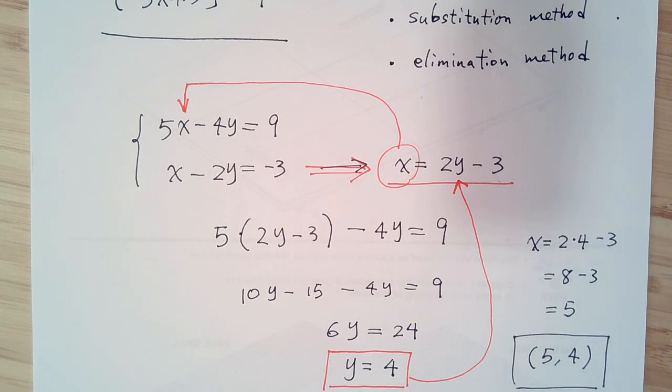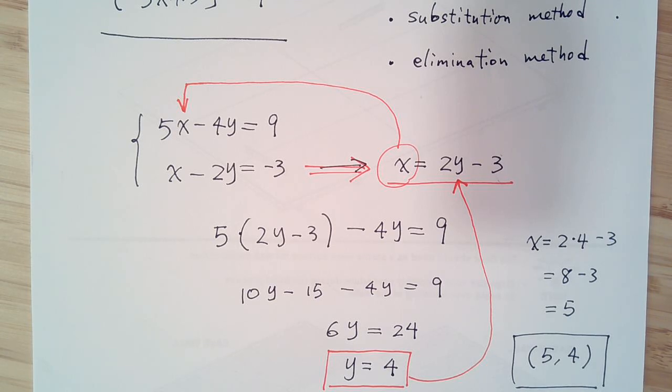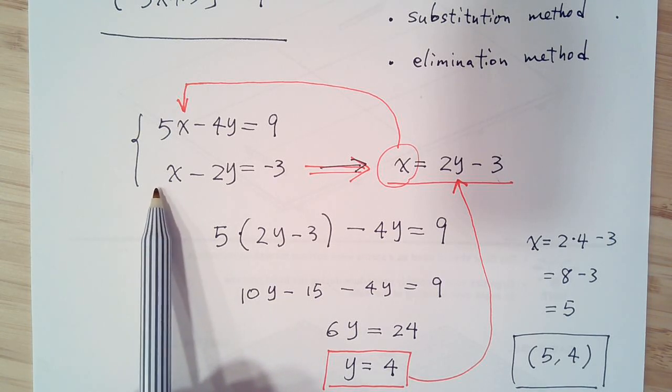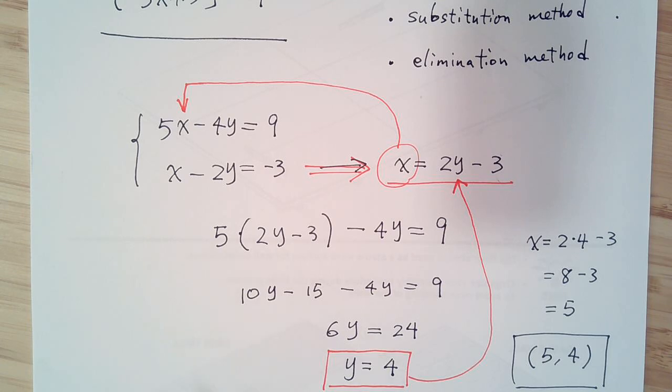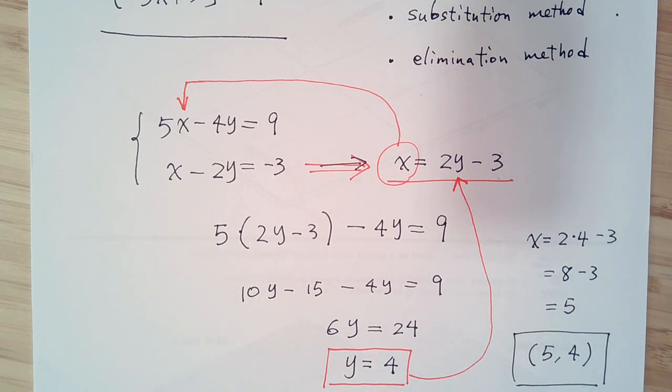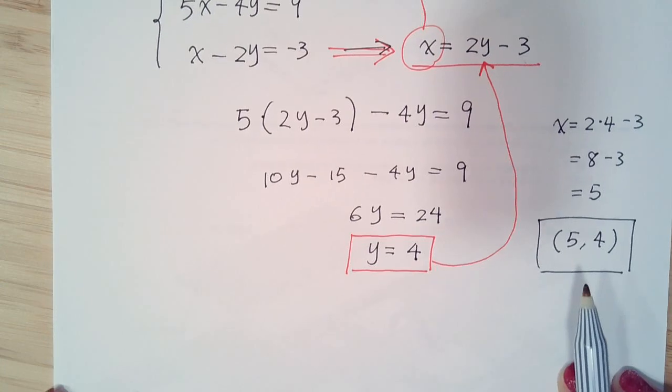What do you think? This is the substitution method. It's really nice, isn't it? For the substitution method, you should have at least one coefficient to be 1, then the rest will be easy. But sometimes you don't have that. If you don't have that, then you can use another method. But this is the first method I'm going to introduce.